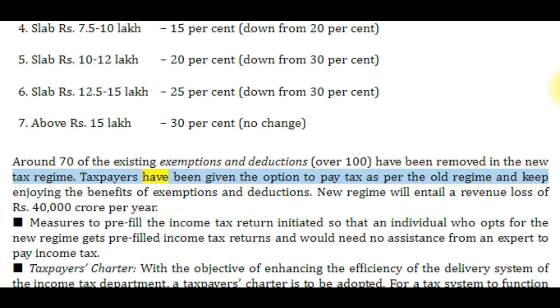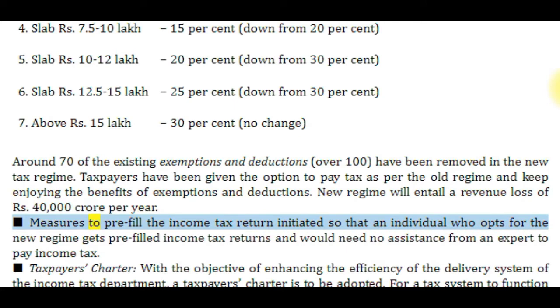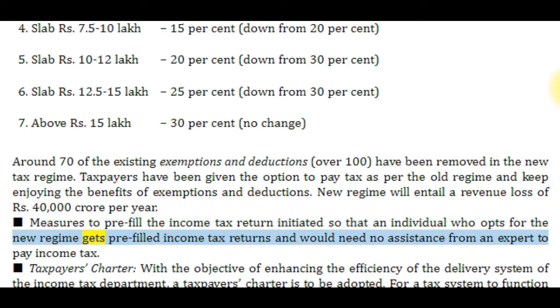Taxpayers have been given the option to pay tax as per the old regime and keep enjoying the benefits of exemptions and deductions. The new regime will entail a revenue loss of 40,000 crore rupees per year. Measures to pre-fill the income tax return have been initiated so that an individual who opts for the new regime gets pre-filled income tax returns and would need no assistance from an expert to pay income tax.